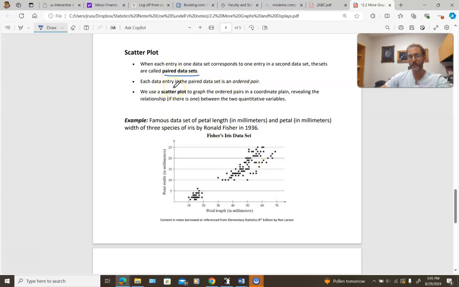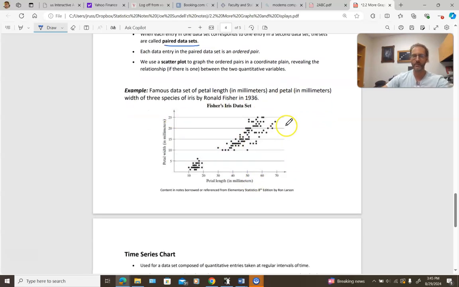And you call it a scatter plot, okay? By looking at a scatter plot, guys, you can determine trends in the 2 variables that you're measuring. So let's look at this one. This is a famous data set of petal length in millimeters and petal width in millimeters as well.